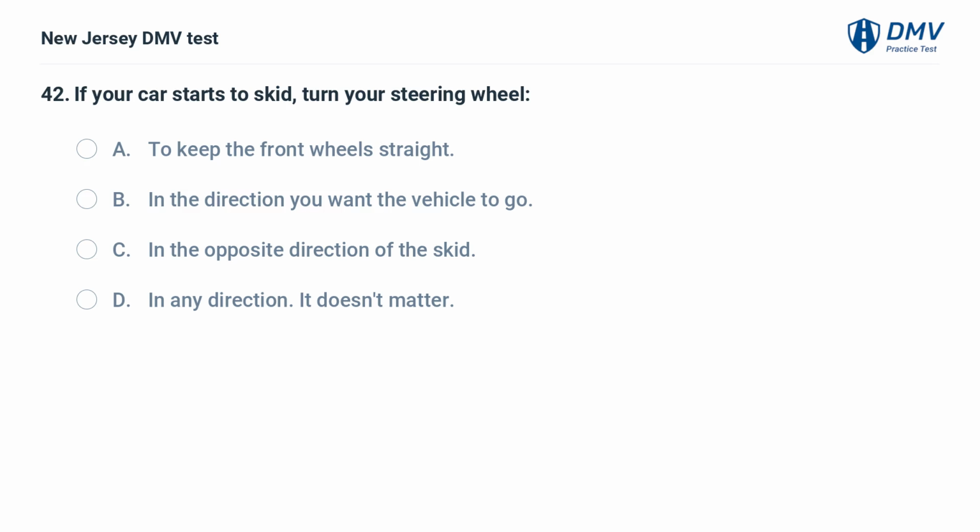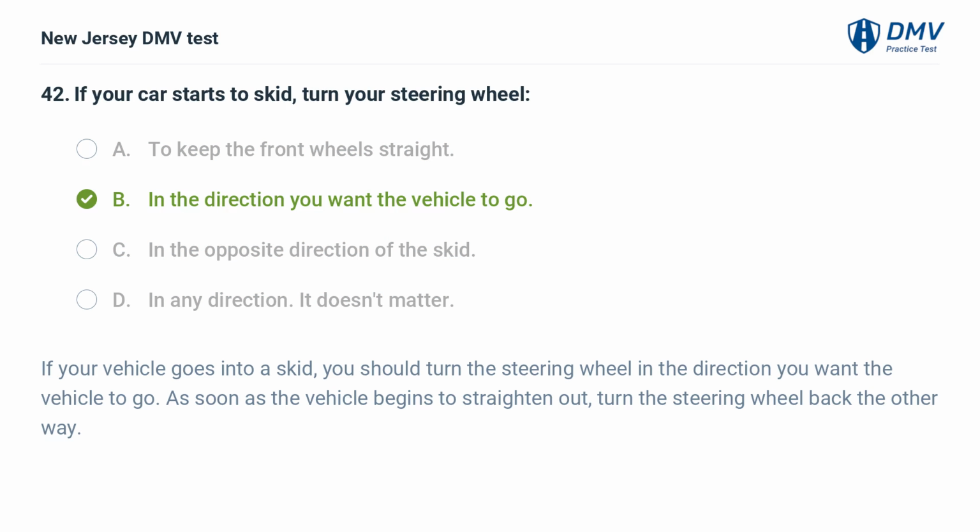If your car starts to skid, turn your steering wheel: A. To keep the front wheels straight. B. In the direction you want the vehicle to go. C. In the opposite direction of the skid. D. In any direction. It doesn't matter.